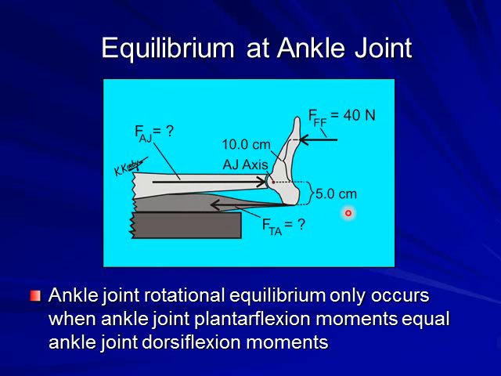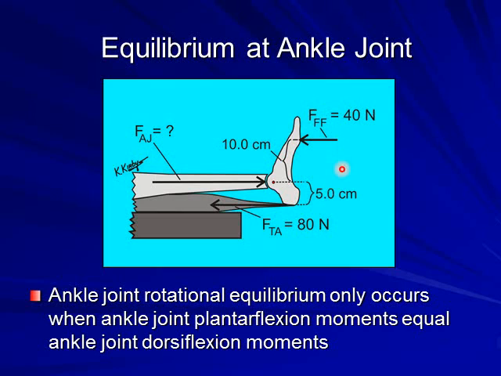Well, of course we can, because we know about rotational equilibrium. We know that this Achilles tendon force must be 80 newtons, because we know that the dorsiflexion moments coming from our hand pushing on the forefoot must exactly be equaled by a plantar flexion moment coming from the Achilles tendon pulling on the back of the calcaneus.